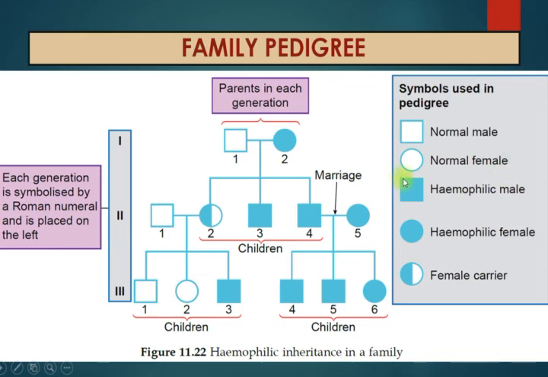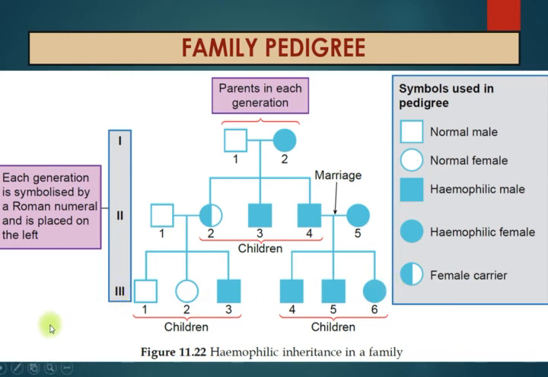A colored square refers to a hemophilic male, and a colored circle refers to a hemophilic female. If half is colored and half is white, she is a female carrier. This is the first generation, second generation, and third generation. So this is an example of a family pedigree.